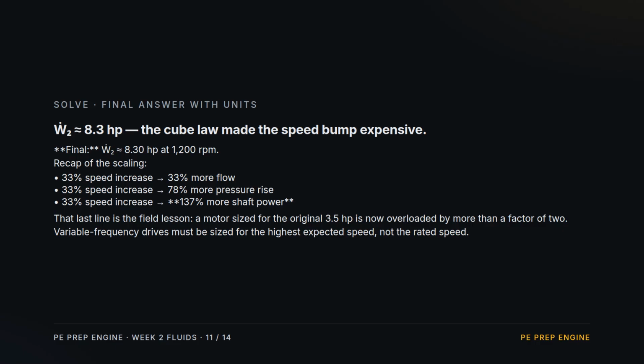The recap is sobering. A 33% speed increase gives 33% more flow, 78% more pressure, and 137% more power. The motor sized for 3.5 horsepower is now overloaded 2-to-1. Size variable frequency drives for the highest expected speed, not the rated.